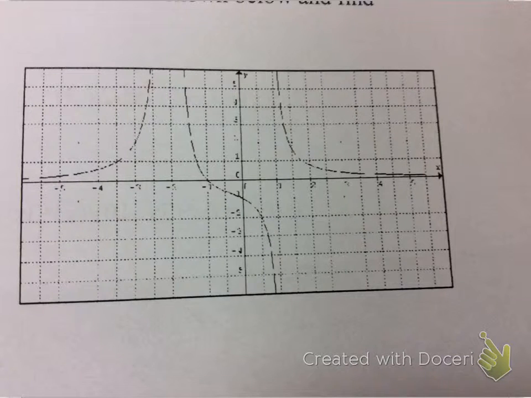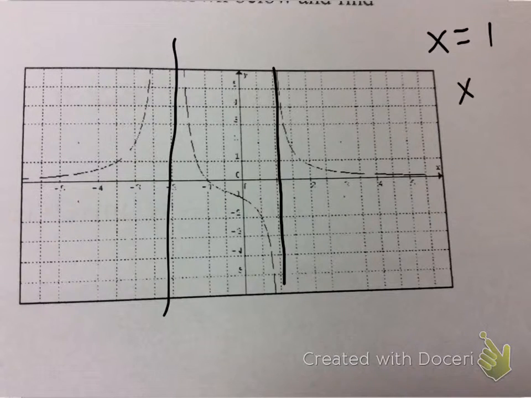Alright, so the next one, it looks like we have vertical asymptotes when x is 1. So I think these are half steps. I think that's 1 there. And then, if I can read correctly here, I think that this is minus 2. It's kind of hard to see the scale.